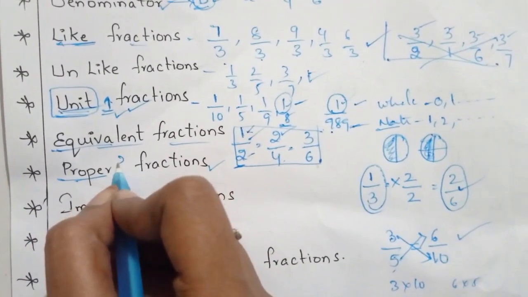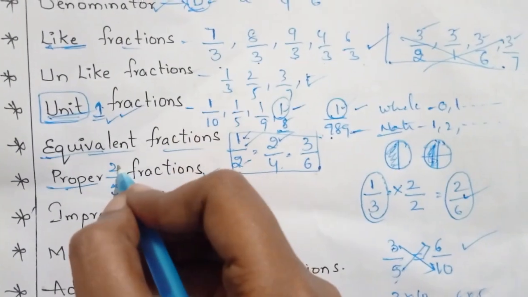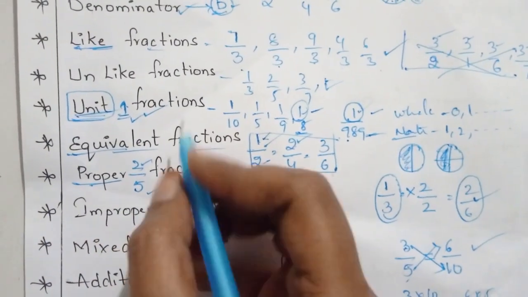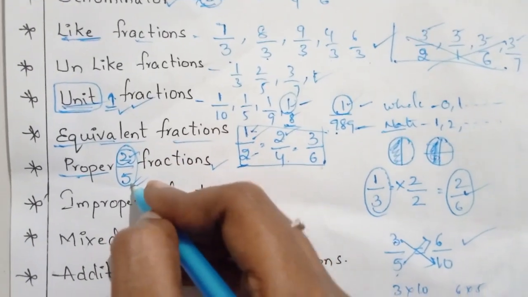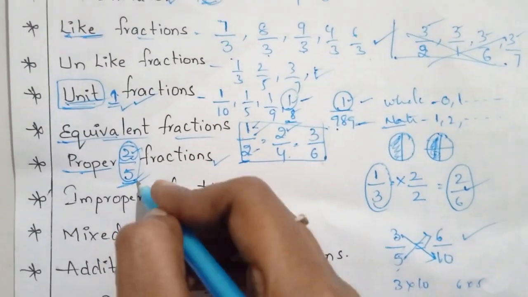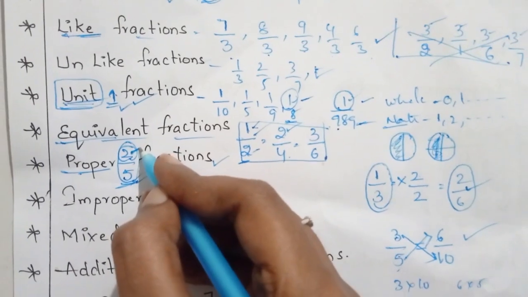For example, you can take 2 by 5, where 2 is smaller than 5. It is proper. Where the numerator is smaller than the denominator, that means it is proper. That means there are 5 parts we have. Out of 5 parts, we have taken 2 parts.